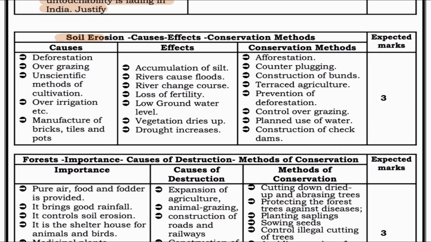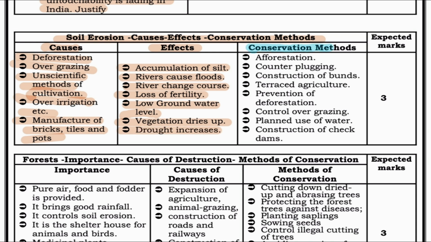Soil erosion: causes, effects, conservation methods. Causes: deforestation, overgrazing, unscientific methods of cultivation, over irrigation, manufacturing of bricks, tiles and pots, etc. Effects: accumulation of silt, rivers cause floods, rivers change course, loss of fertility, low groundwater level, vegetation dries up, drought increases.